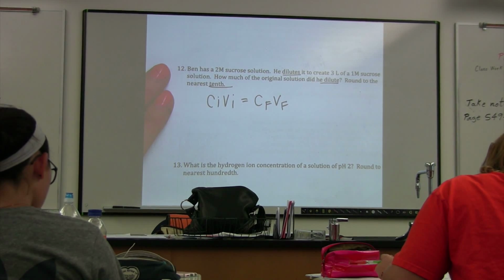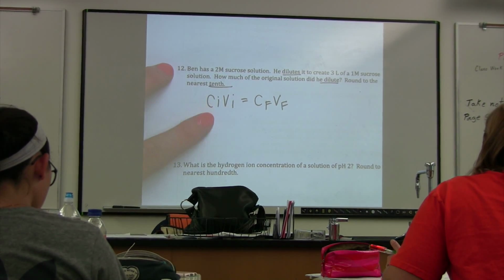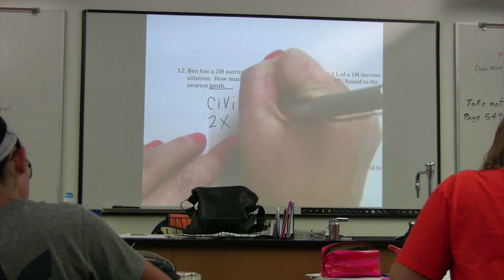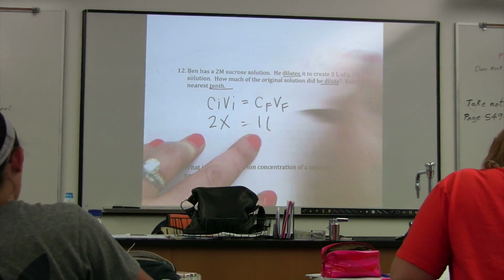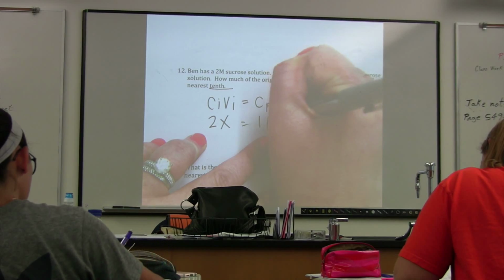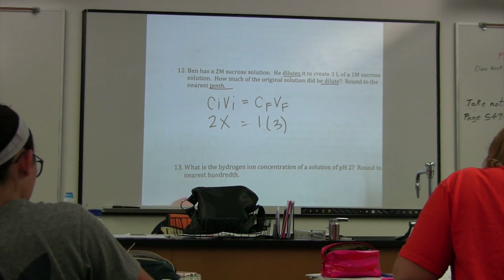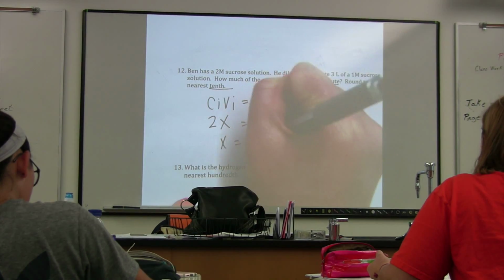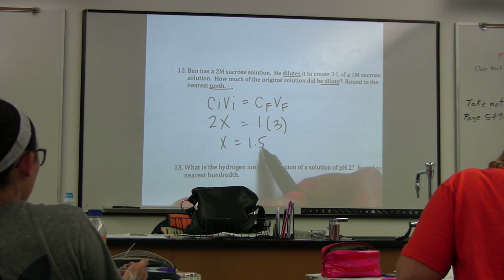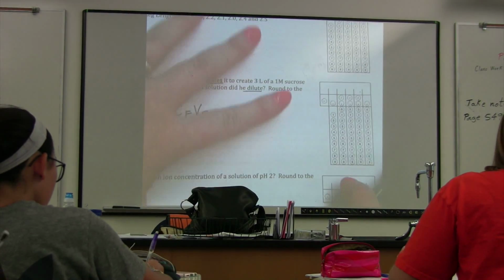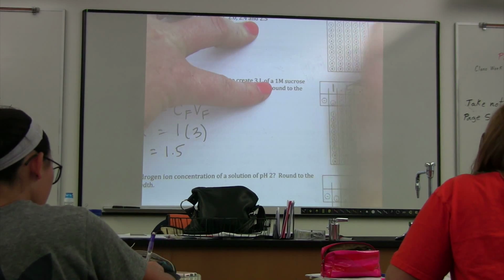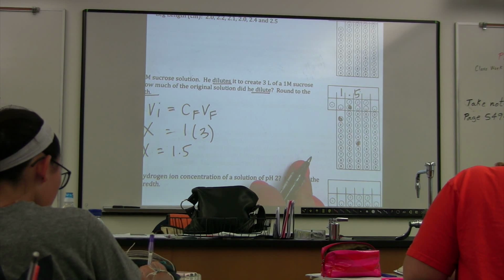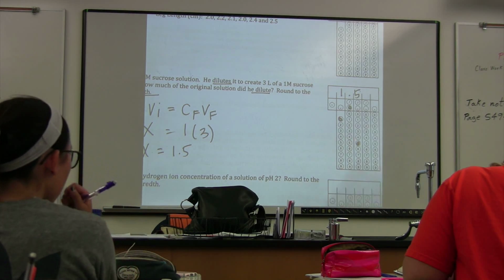So what looks scary maybe isn't. Do I have my concentration of my initial? Yes, it's 2. Do I have my volume? X. Do I have my final concentration? 1. My final volume? 3. That's 1 times 3, which is 3, and then I divide that by 2. What am I going to get? X equals 1.5, and I want it to the tenth. Yes, it certainly is. 1.5. Would this have been scary? Is it scary now? No. Plug it in.